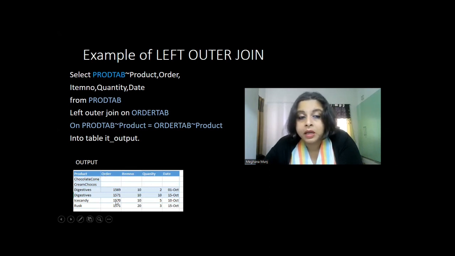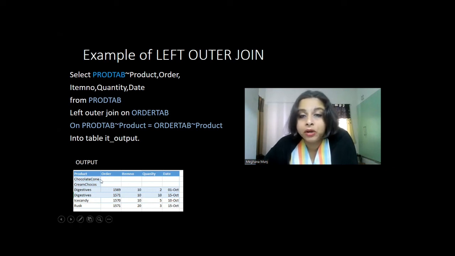Now in case of the other fields, only those entries where the order ID is matching will be displayed in the output. So if you see in case of digestive, there are two, or we can say n number of entries which are matching for this product. So those n entries have come. And in case of ice candy and rus, there is one entry each. Now if you see over here, there are two products for which there are no orders existing in the order tab, yet they form as entries in the output table.